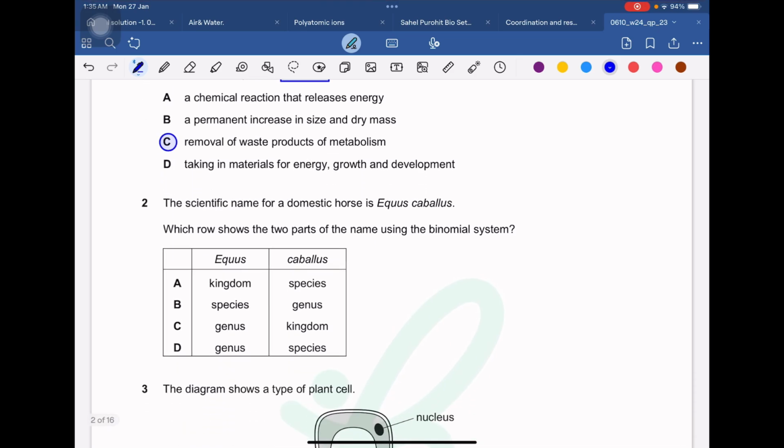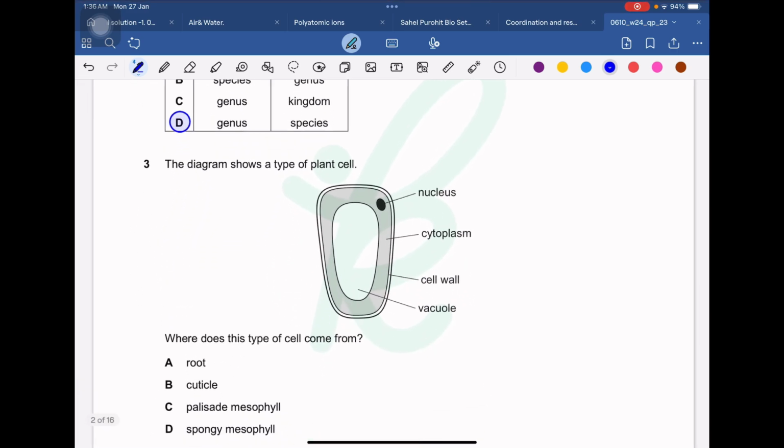It says the scientific name for a domestic horse is Equus caballus. Which row shows the two parts of the name using the binomial system? So here we very well know that always in the binomial system, the first name is the genus name and the second name is the species name. So in that case, the most appropriate option for this question will be option D, which is Equus will be the genus and caballus will be the species. Let us move on to question 3.